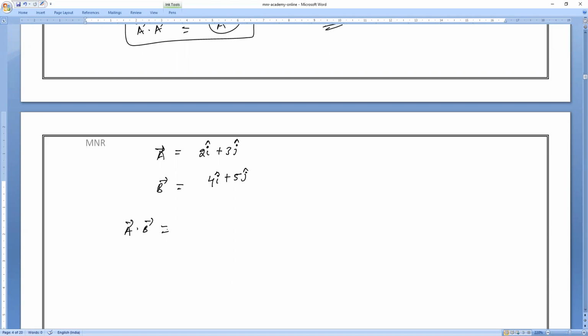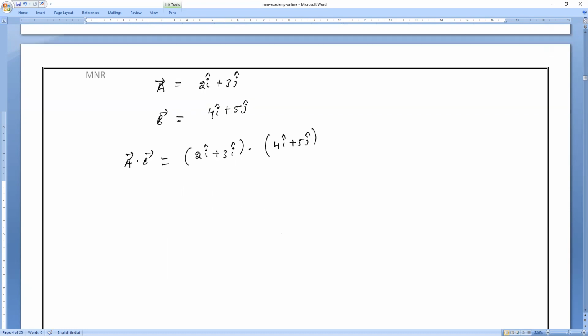Yes, please, answer, please, Rudreswar. No, no, it's very simple. So first A, 2i cap plus 3j cap, dot, correct, actually 4i cap plus 5j cap. That's all. So it is normal mathematics only.